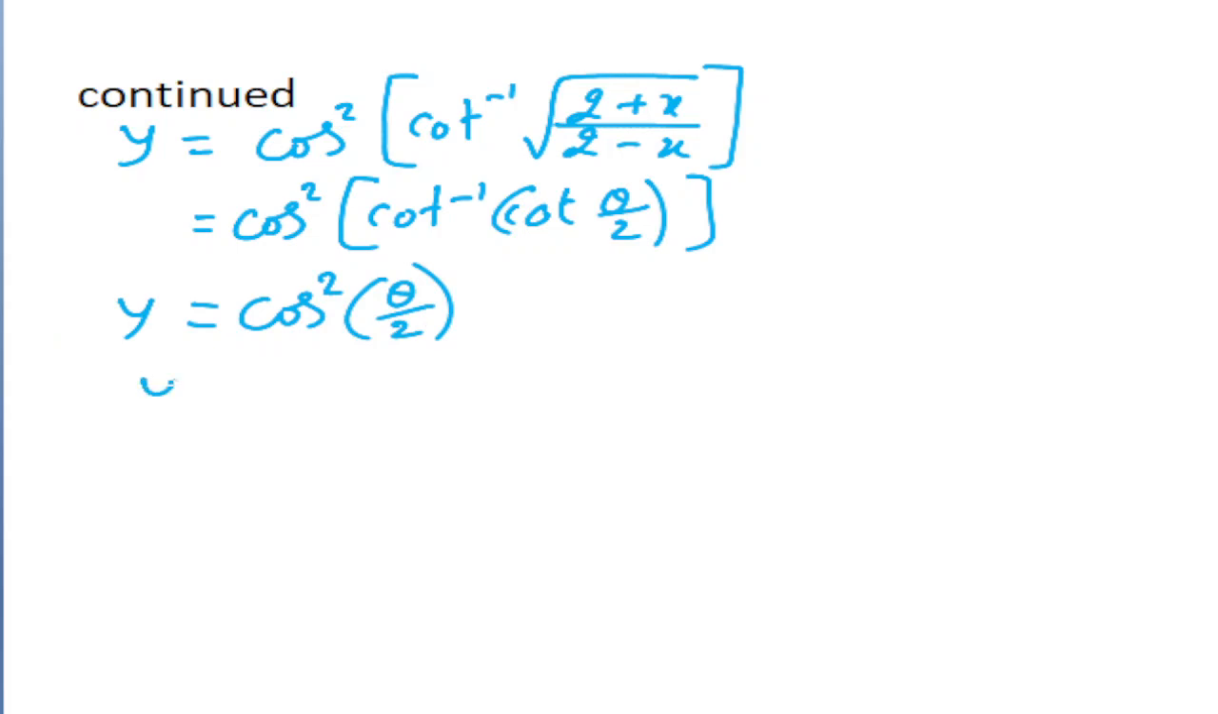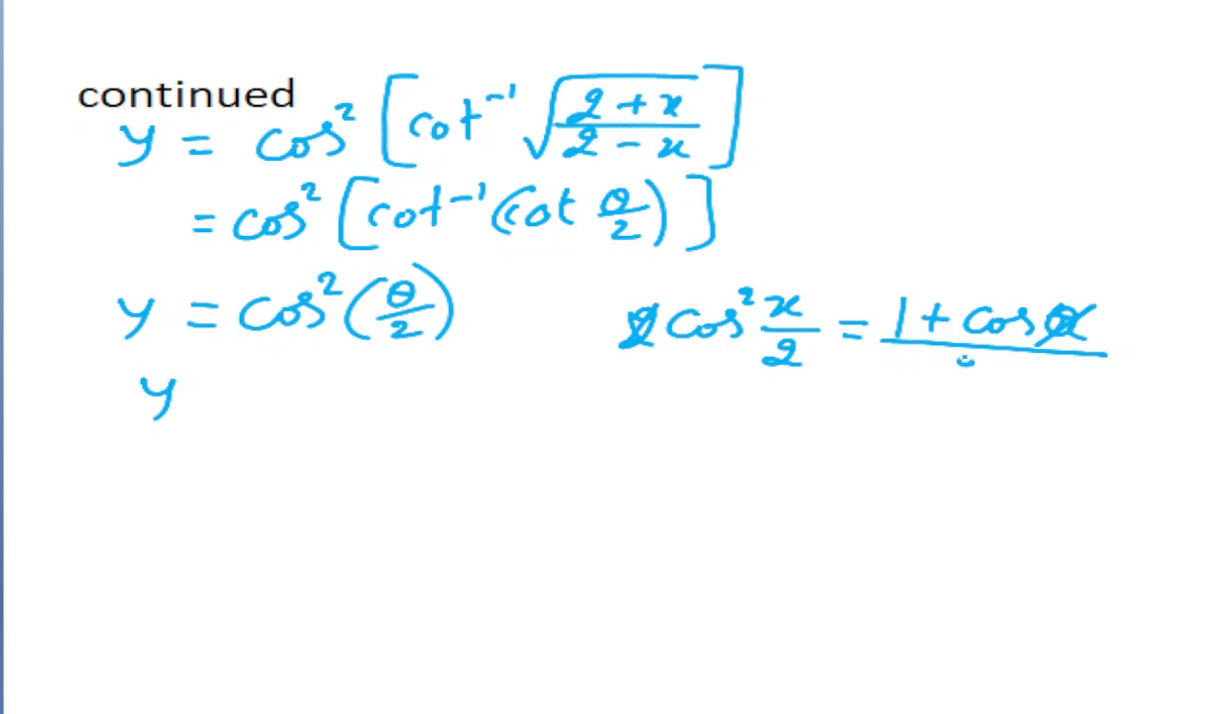But friends, we know the value of cos theta. Here we are getting cos square theta by 2. Again, we are going to use this result. Now cos square x by 2 can also be expressed as 1 plus cos x whole divided by 2, otherwise 2 cos square x by 2 is equal to 1 plus cos x. Now we use this here. I'll write it as 1 by 2, this constant in the denominator, and in the numerator 1 plus cos theta.